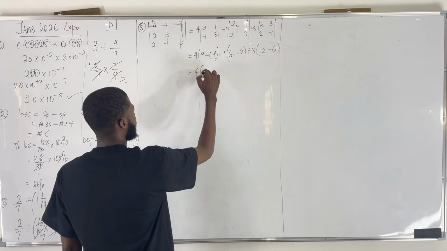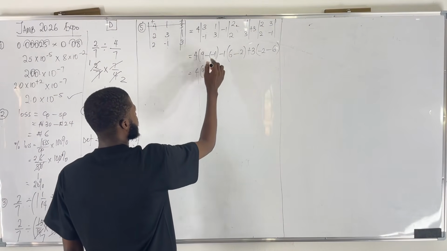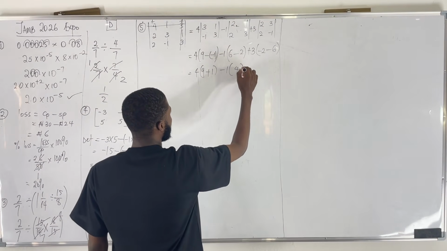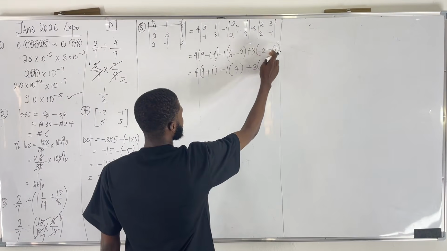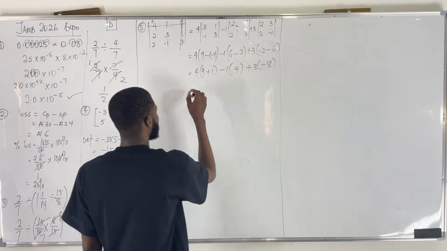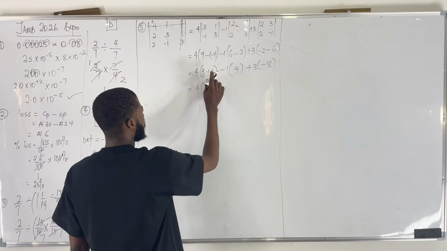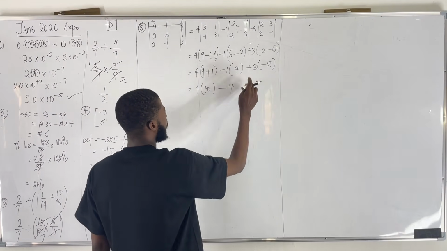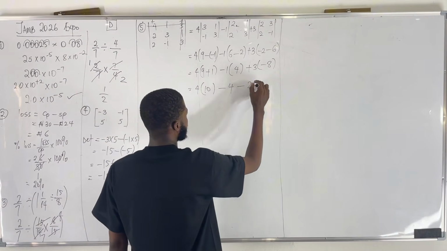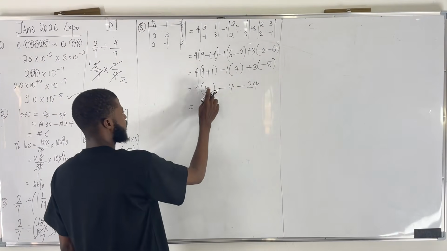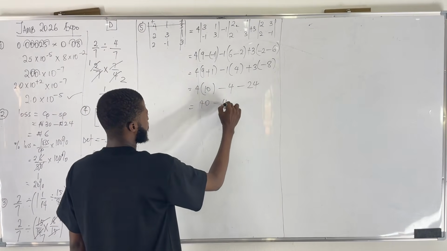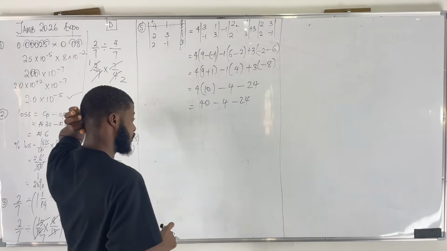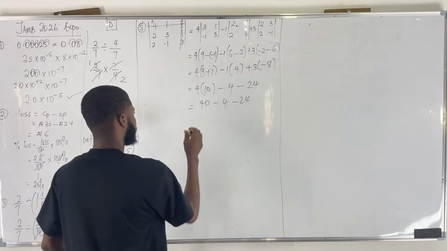So this will be 4 into 9, minus is plus. Then -1, 6 minus 2 is 4. And then -2 minus 6 is -8. Now this will be 4 into 9 plus 1 is 10. And then -1 times 4, -4. 3 times -8, -24. 4 times 10 is 40. 40 -4 -24. So this should be giving us 12 if I'm not mistaken.